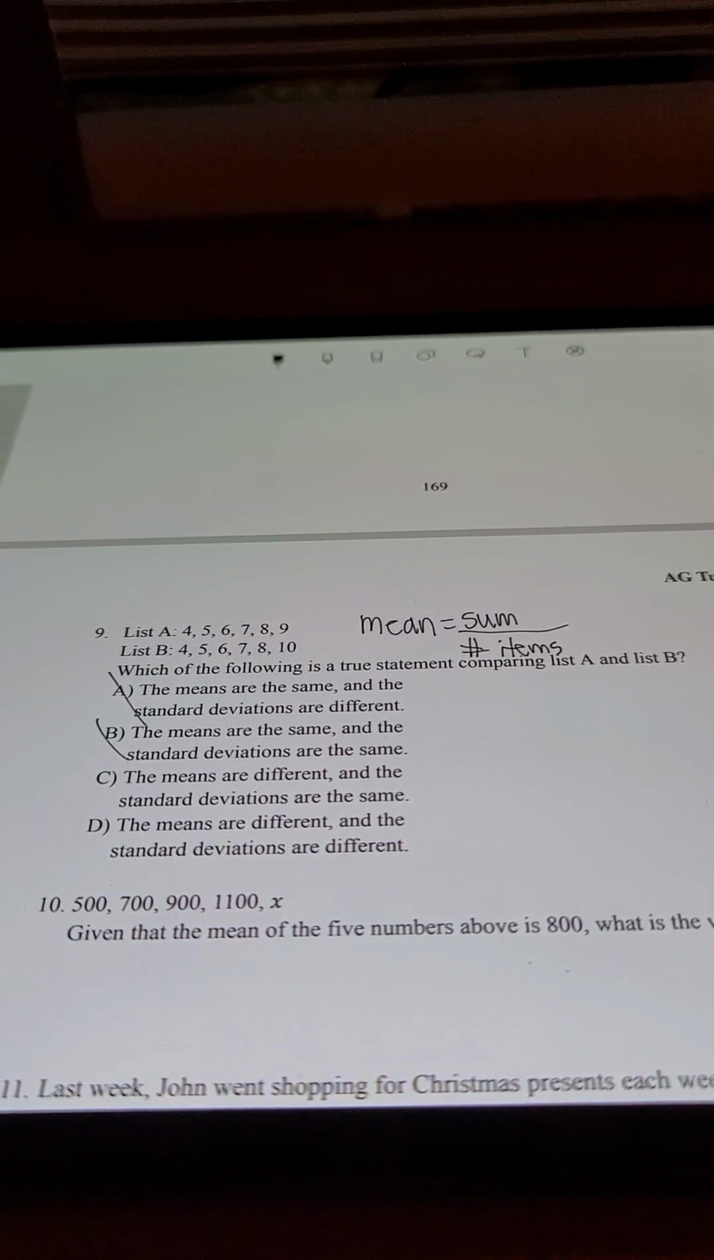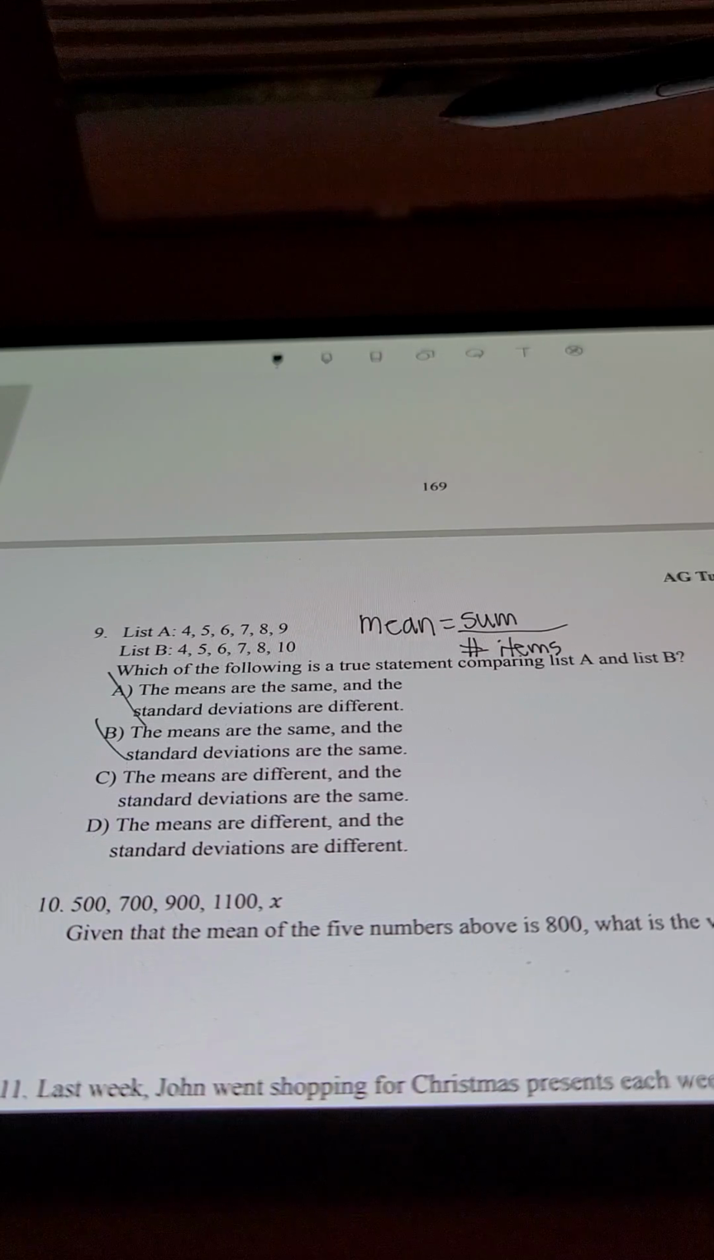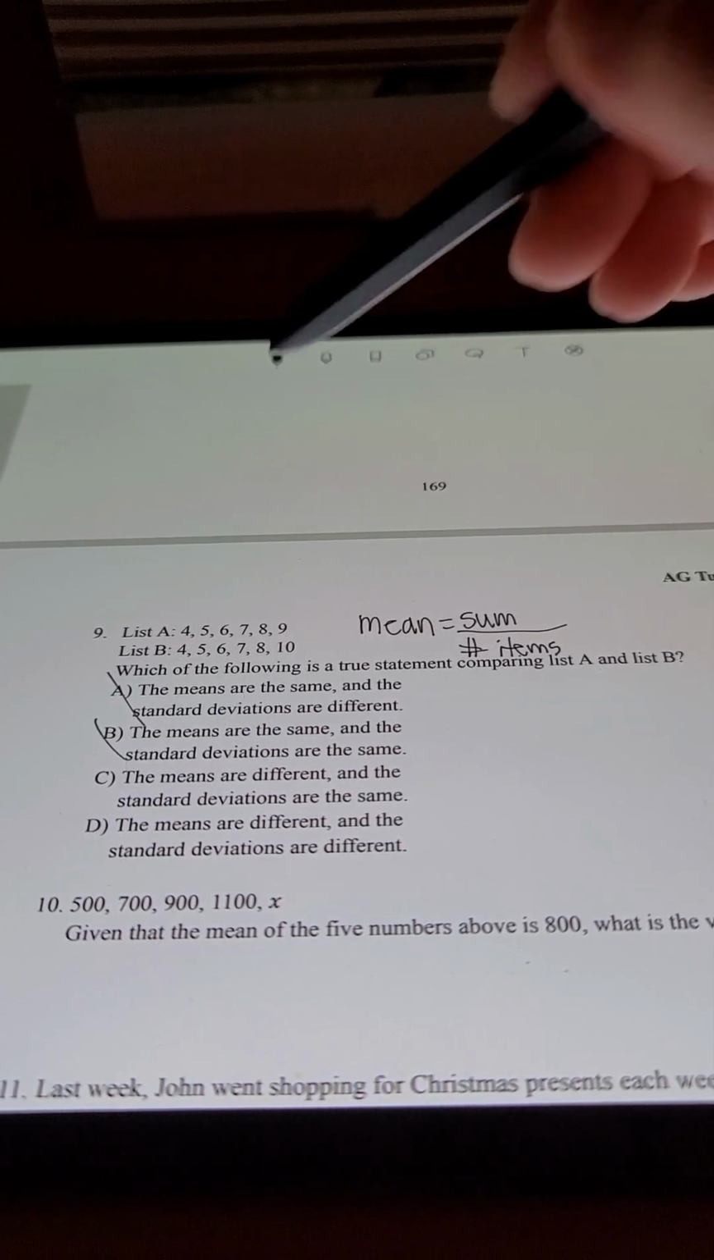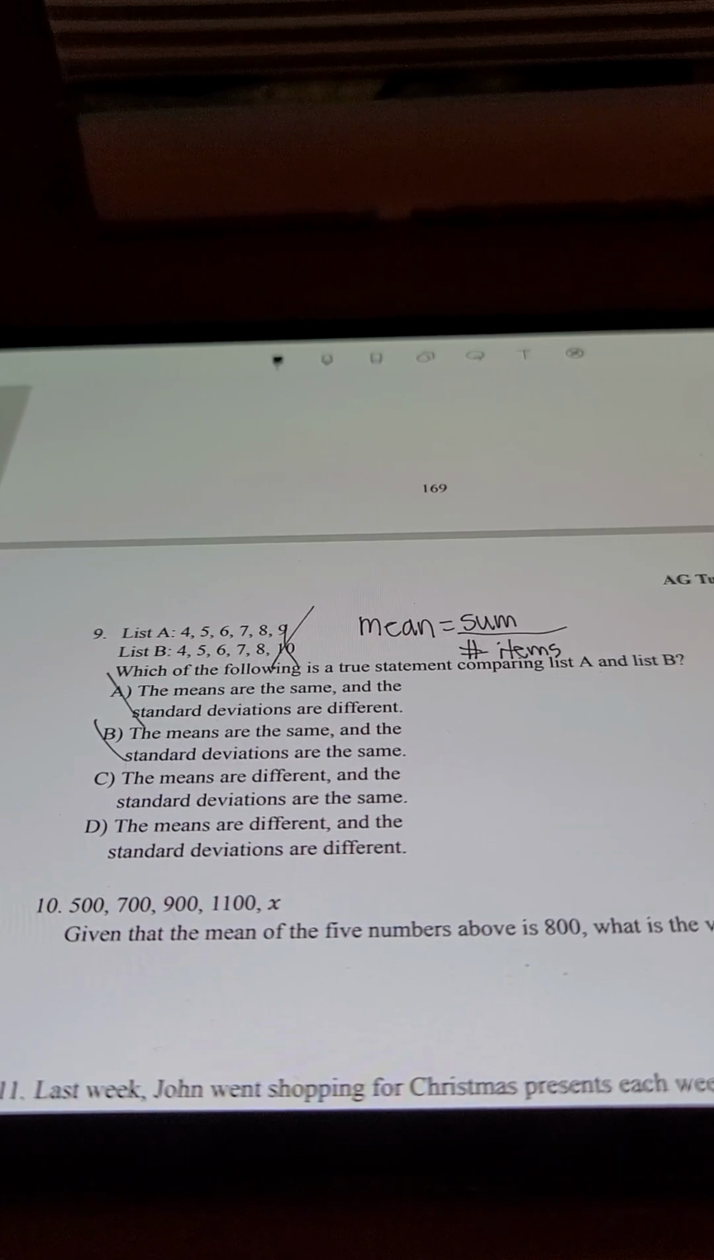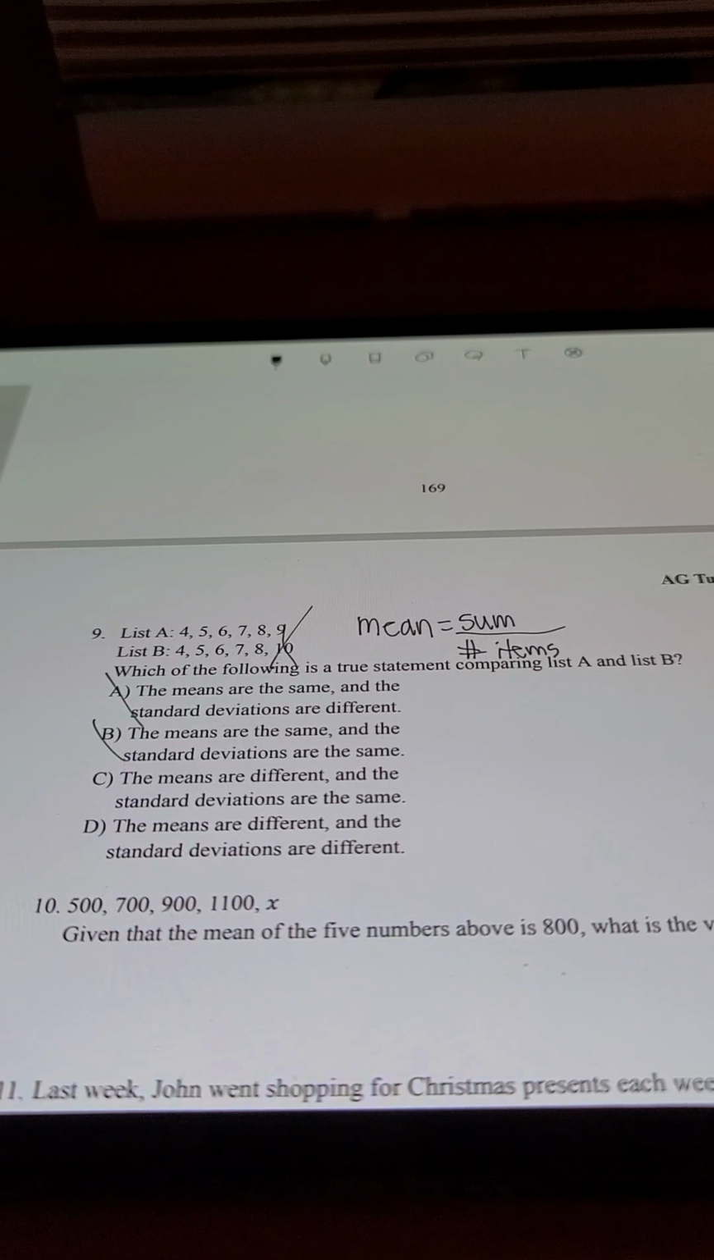Well, no, because again, same reasoning, you have all the same numbers. If it was exactly the same list like this, then definitely the standard deviations would be the same. But we have those different numbers right there, so they're not going to be the same. They're going to be different, so it would be D.